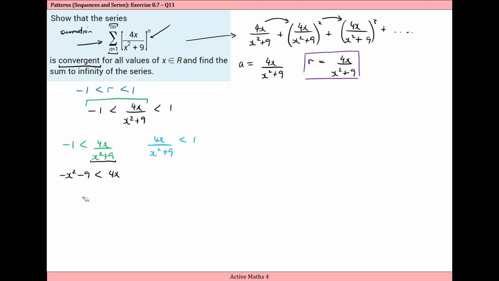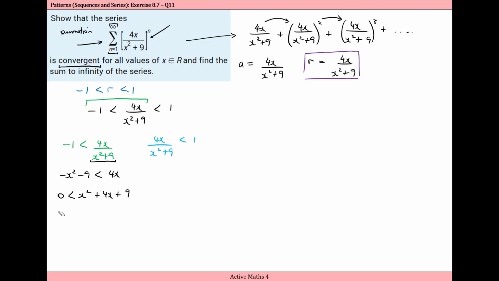Now I'm trying to prove this, so this is an inequality proof. I'm going to try and keep a 0 on one side and bring all of the other terms to the other side. So I'm going to add an x squared and a 9 to both sides. And now I'm going to try and prove that this is true. X squared is obviously positive, 9 is obviously positive, but because x could be a negative number, 4 times x could be negative, and so I need to do a little more work on this just to prove beyond doubt that this is true.